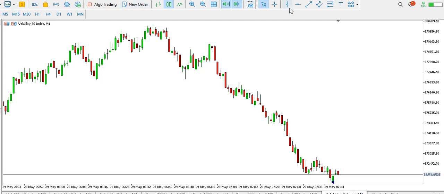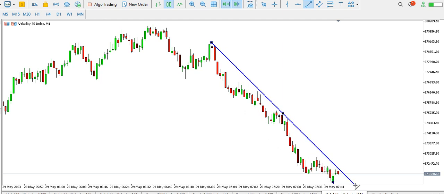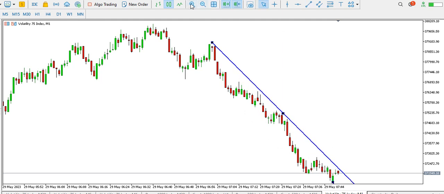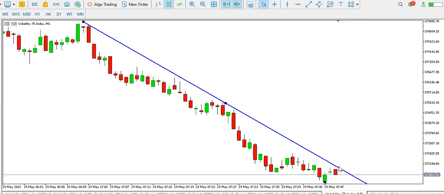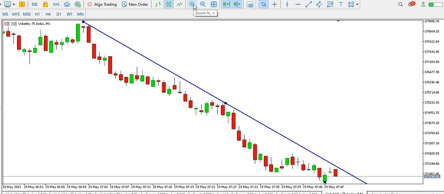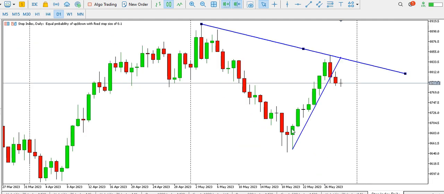We can see on the 1 minute time frame that price is trending downwards. Price is dropping until we see a break above this particular trend line before we can consider buying or scalp buying. All right, so the opportunity that you have now is to place a sell order to sell Volatility 75 index. All right, let's take a look at what we have on Step Index.